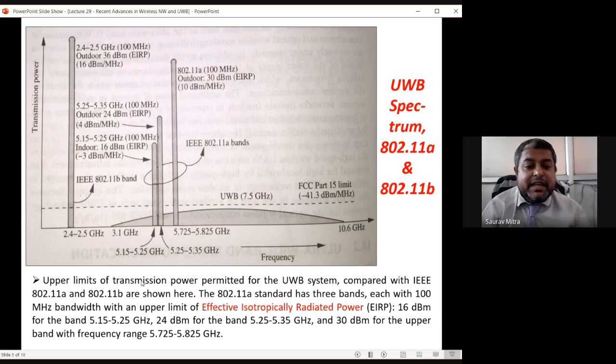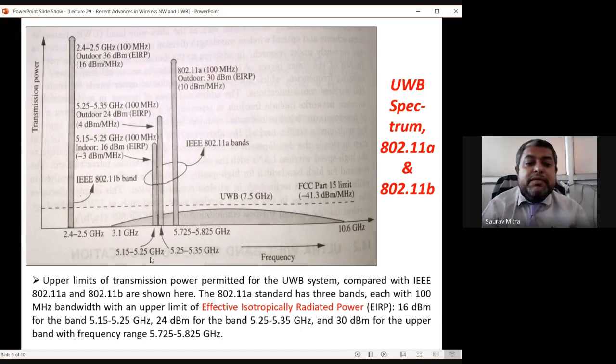So here it is written that the upper limits of transmission power permitted for the ultra wideband system are compared with 802.11a and 802.11b. These three are 802.11a, in which we find three bands. One is 5.15 to 5.25 gigahertz, and another is 5.25 to 5.35 gigahertz. The last one is 5.725 up to 5.825. Actually, 100 megahertz is the bandwidth, and the band ranges from 5.725 to 5.825 gigahertz.